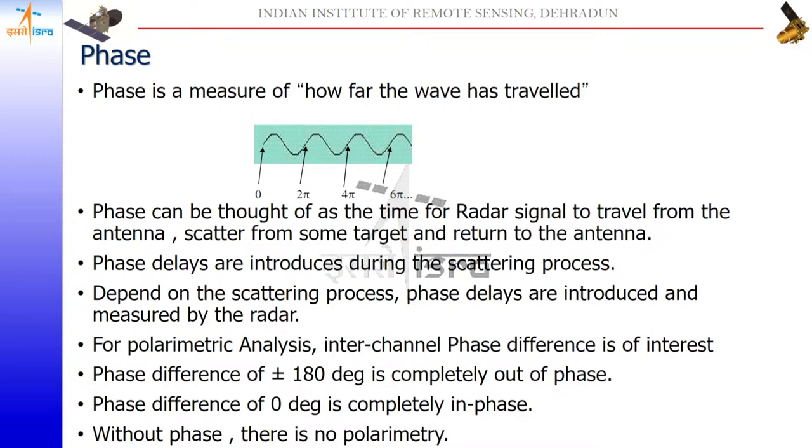The phase difference of 180 degrees is completely out of phase, and a phase difference of 0 degrees is completely in phase. Without phase there is no polarimetry. So for doing polarimetry we require the phase information. We cannot do it with the amplitude or detected image. We have to use the SLC image for polarimetry.